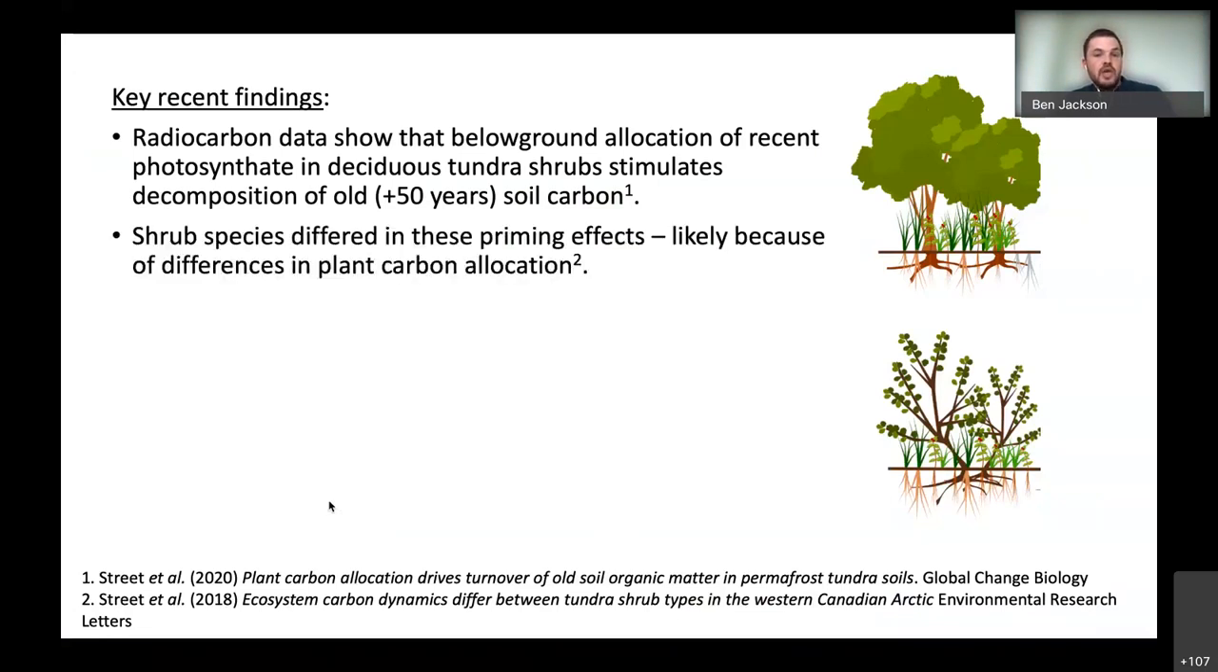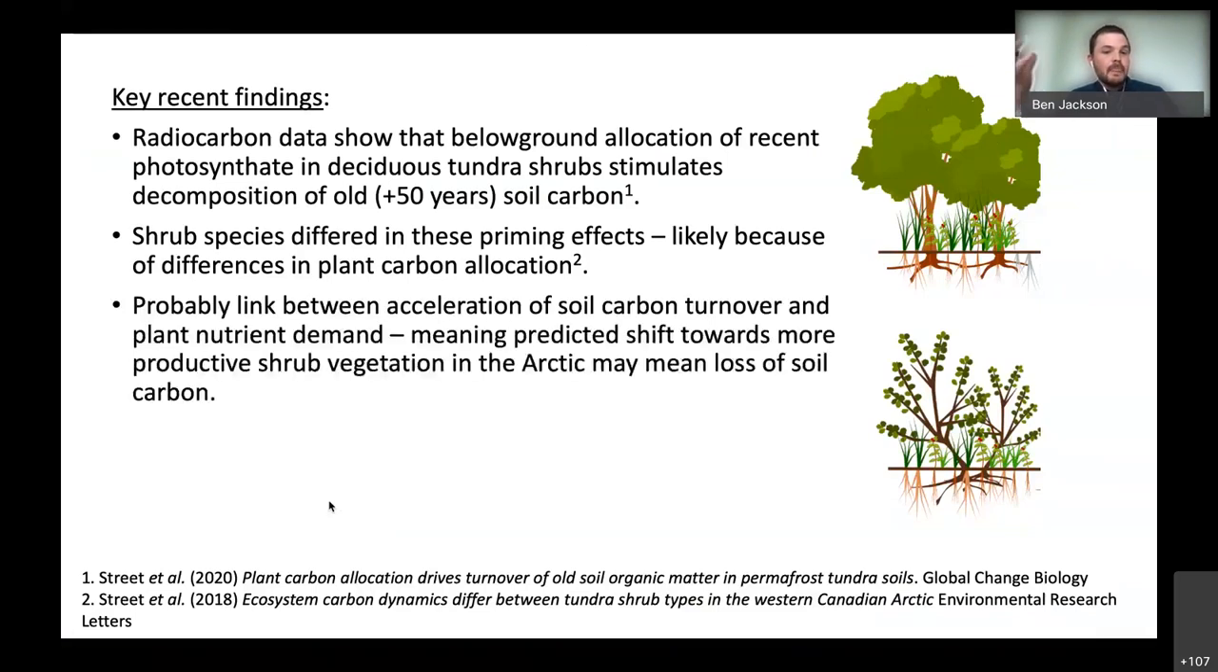And so the key part of this dynamic is that shrub species differ in these priming effects. And this is likely to do with differences in plant carbon allocation. And some of Lorna's ongoing work has been trying to get into the details of the differences between plant species using various techniques, including, I've completely forgotten the technique now. Anyway, I'll come back to that.